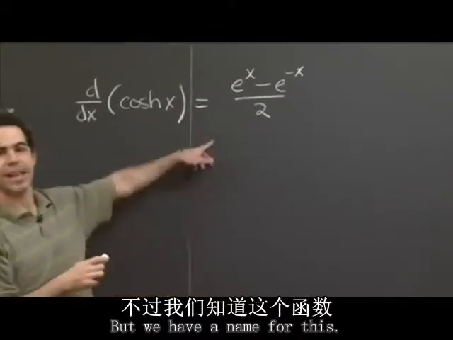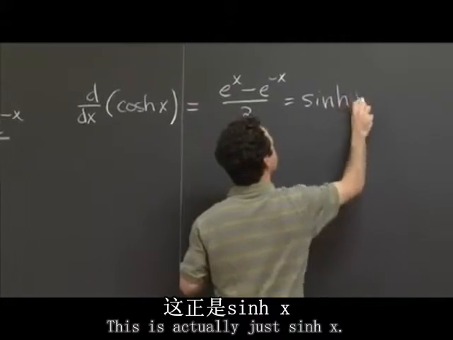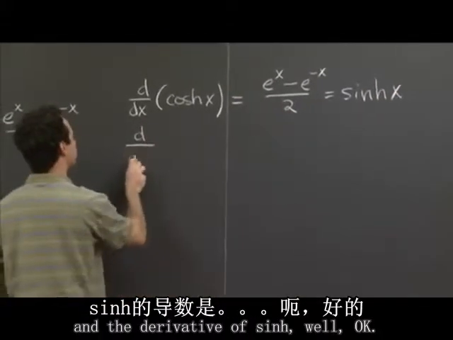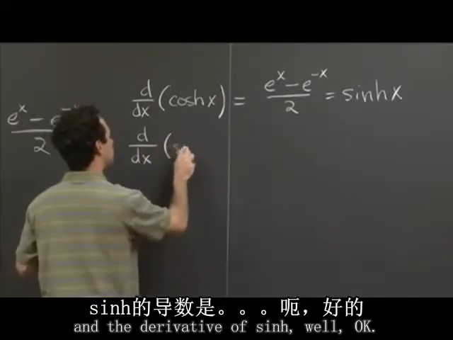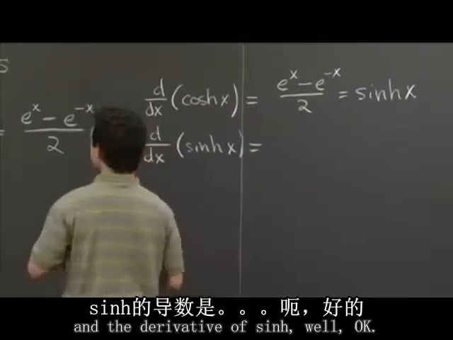But we have a name for this. This is actually just sinh x. So the derivative of cosh is sinh, and the derivative of sinh, well, you look at the same thing.